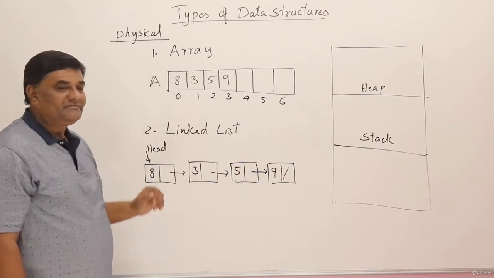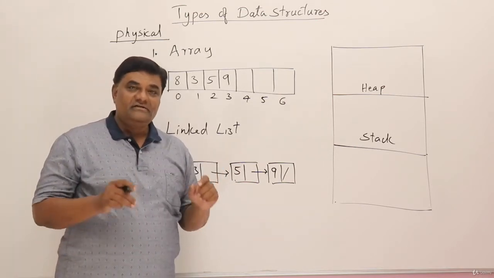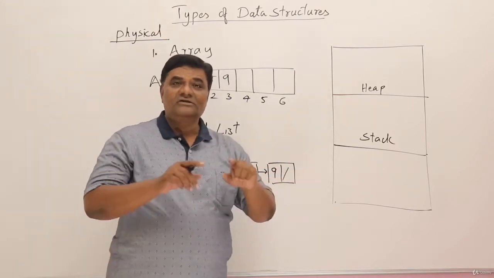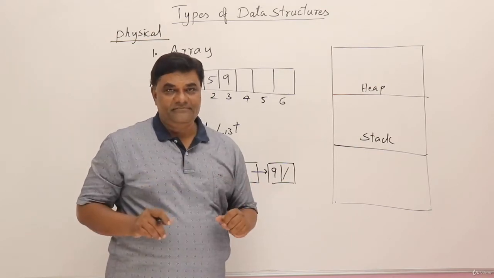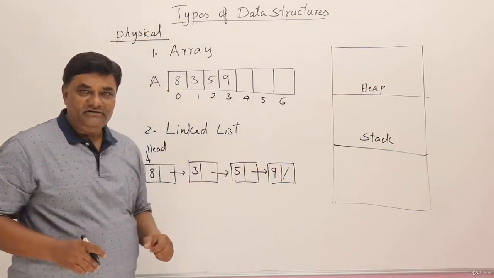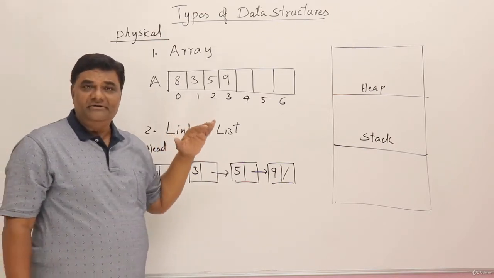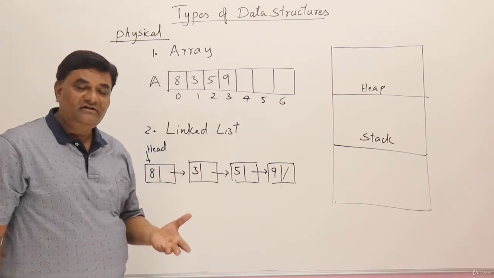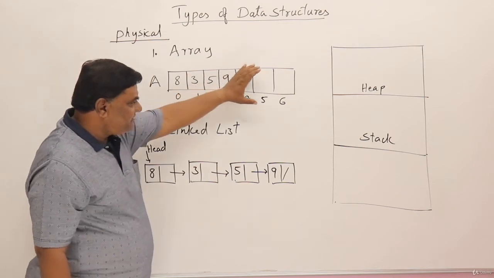Basically these are two. The first thing, why I am calling them physical? The reason is these data structures decide or define how the memory is organized, how the memory is allocated. So let us look at them one by one. This is an array. This is directly supported by programming languages, like it is there in C language and C++, and even in Java this is directly supported. This is a collection of contiguous memory locations.